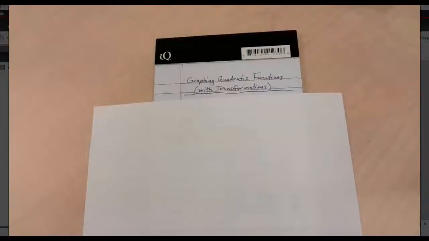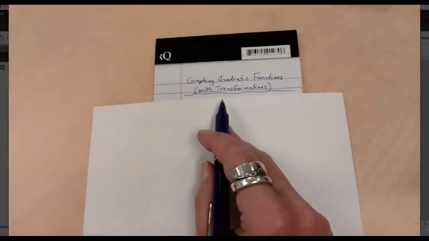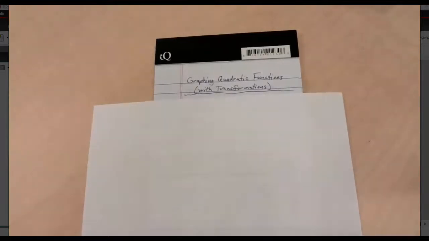Ladies and gentlemen, hello and welcome, coming to you again, not quite live from One Take Studios, where today we are talking about graphing quadratic functions, and we're going to additionally talk about transformations and how that might affect the graph as well, because those are kind of neat things to see.